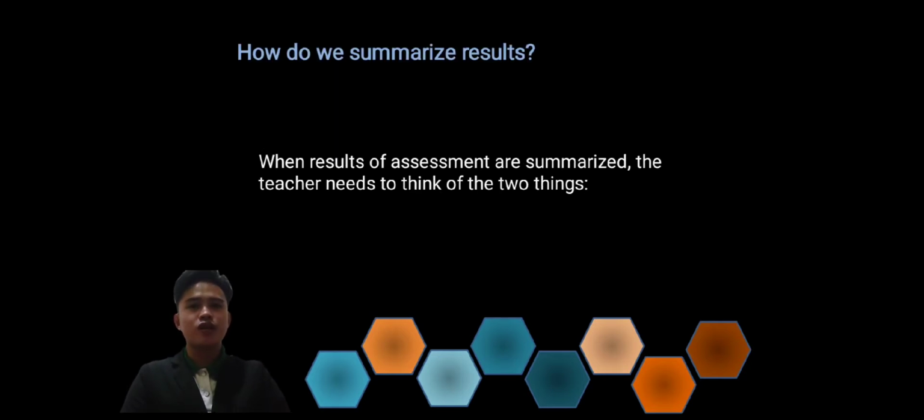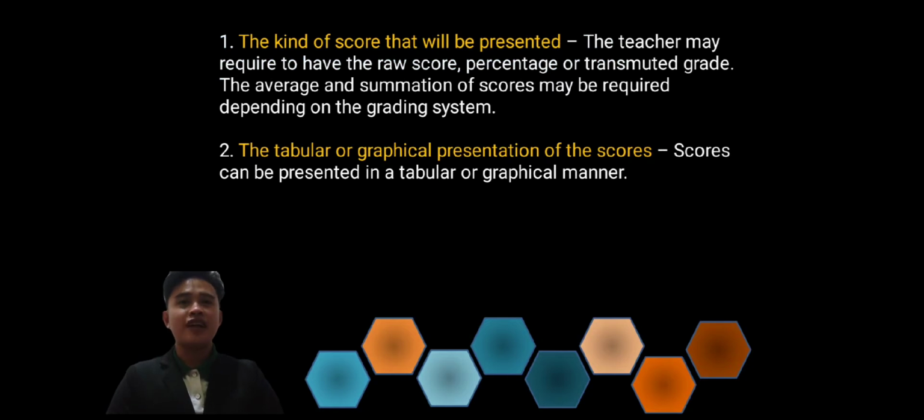How do we summarize results? When results of assessment are summarized, the teacher needs to think of 2 things. Number 1, the kind of score that will be presented. The teacher may require to have the raw score, percentage, or a transmuted grade. The average and the summation of scores may be required depending on the grading system. So number 2, the tabular or graphical presentation of the scores. So the scores can be presented in a tabular or graphical manner. I guess this is the end of my video and I hope you learned something.